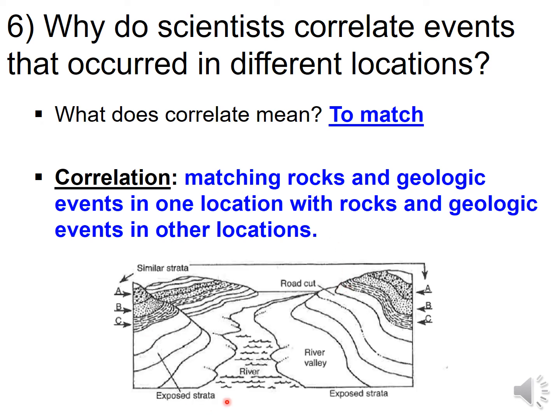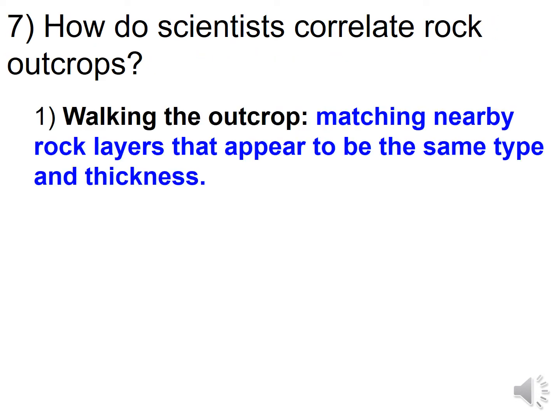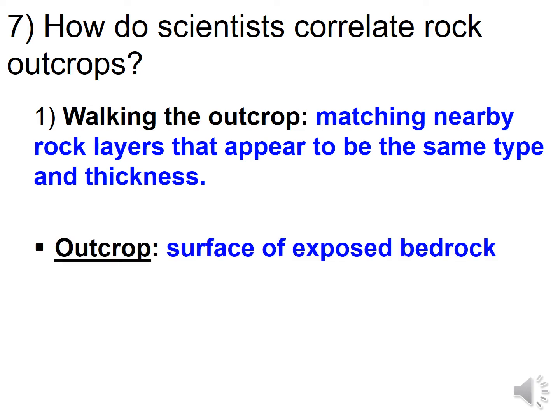So here is an outcrop, and you can see here in this case a river has created distance. It's eroded this into a valley, and so we can correlate this side ABC to what's happening on the other side of the valley of ABC. Okay, so we have something called walking the outcrop. It means matching nearby rock layers that appear to be the same type and thickness. An outcrop is the actual surface of exposed bedrock. So it's what we can physically see because it's been exposed to the eye.